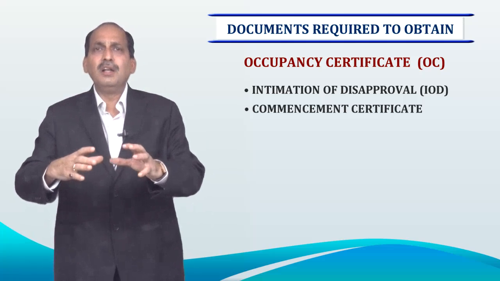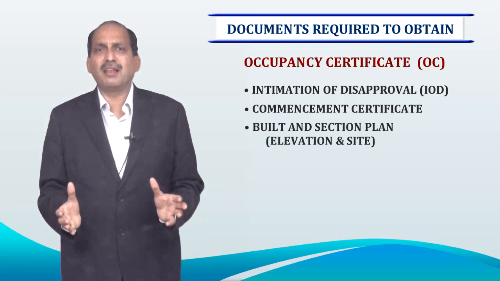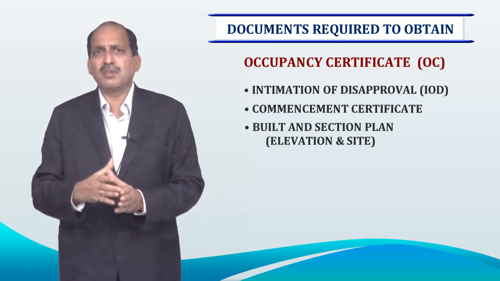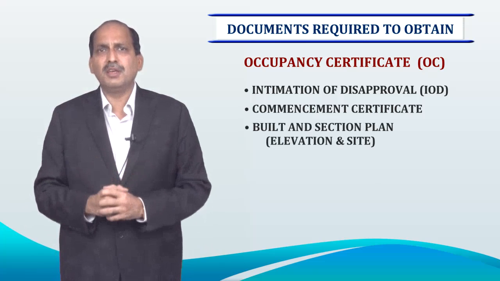Third is the built-up and section-wise plan. What is the total built-up area that has to be constructed? What are the section plans? What are the wing-wise plans? All that needs to be put.